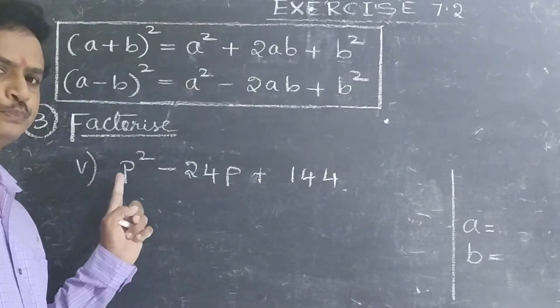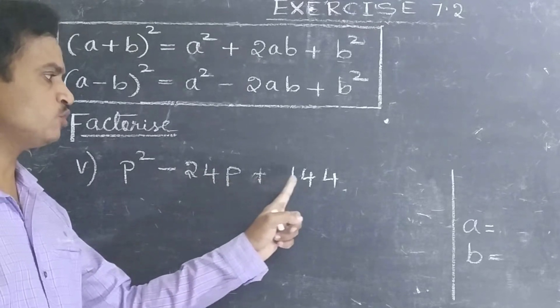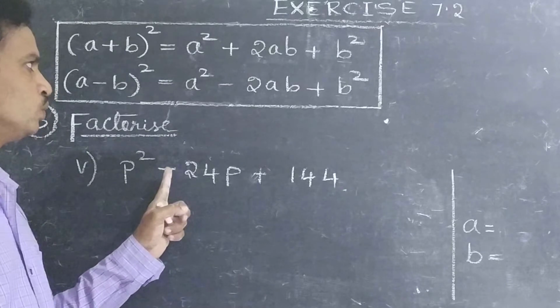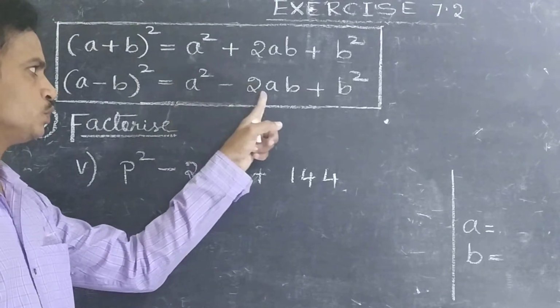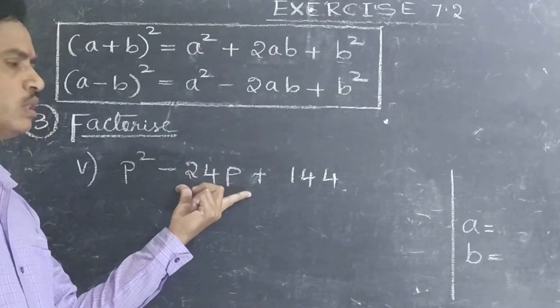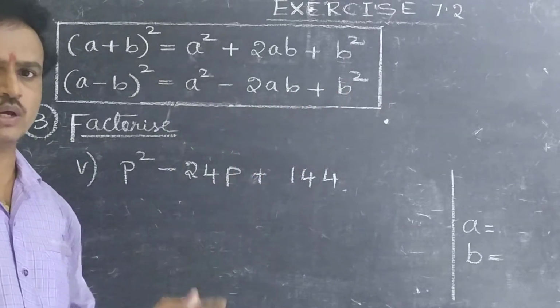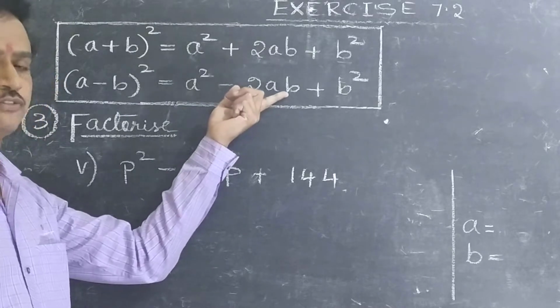Question number 5. p square minus 24p plus 144. The second term is negative, so we should use this identity: a square minus 2ab plus b square. The given question is not in the form a square minus 2ab plus b square. So first we should convert this into this form.